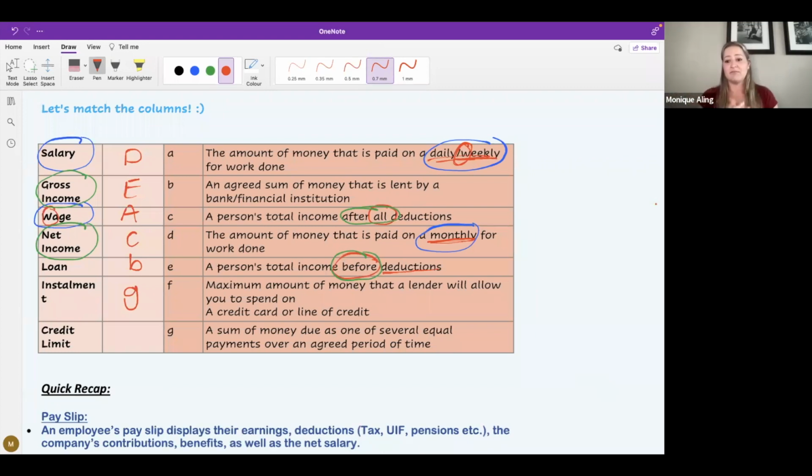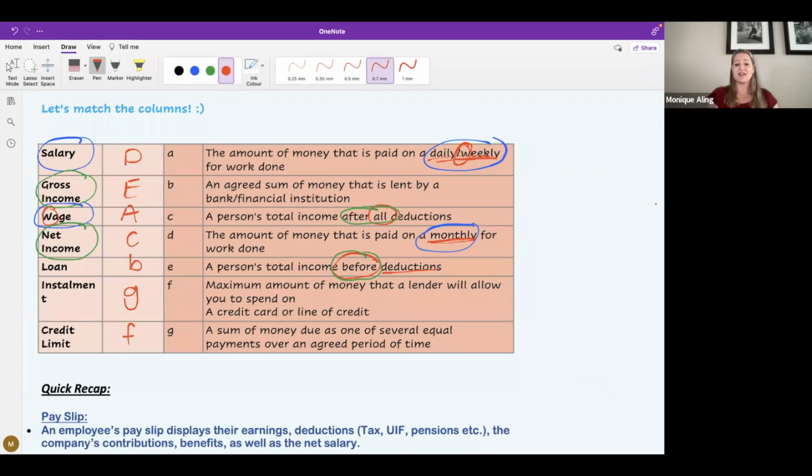And then, yeah. Credit limit is the maximum amount of money that a lender will allow you to spend on a credit card or line of credit. Hopefully you've never had to, well, you shouldn't have. I don't think you allow credit cards. But your credit limit is the maximum that you can spend on your credit card. Or line of credit, when they talk about line of credit, so for example, if you have an Edgars account, Trueworths account, mainly clothing accounts type of thing, they also give you a limit. Because obviously if there's no limit put in place, everyone's just going to go and spend all the money. And then, yeah, they'll be left with nothing.